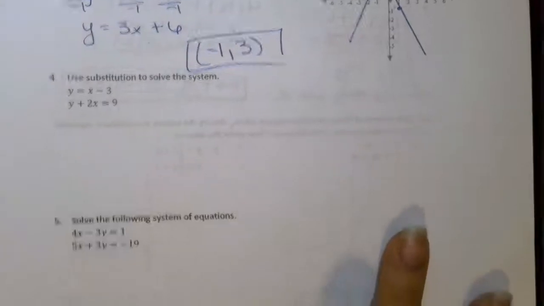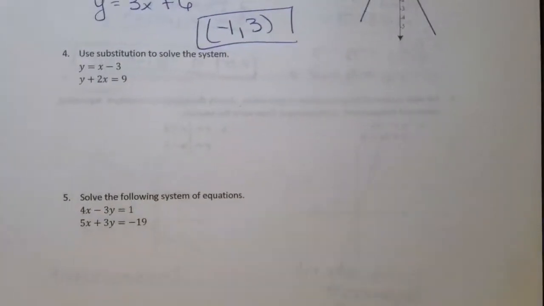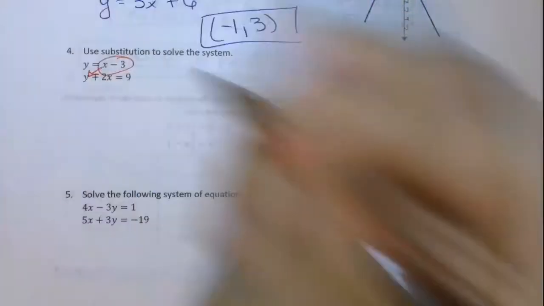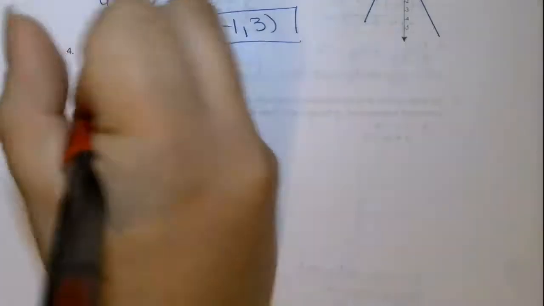Okay, number 4 wants me to use substitution to solve the system. What I'm going to do here is solve or isolate one of my variables so I can plug it into the equation. If I look here, this equation is already solved for y, so I'm going to go ahead and plug it into the y for the second equation.